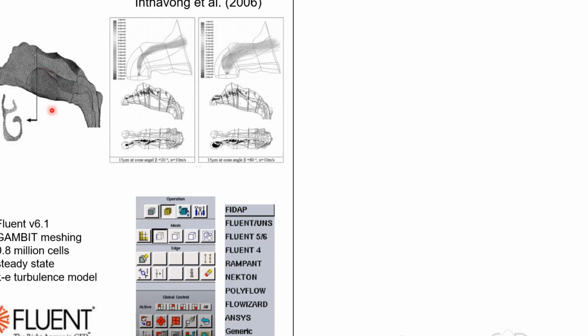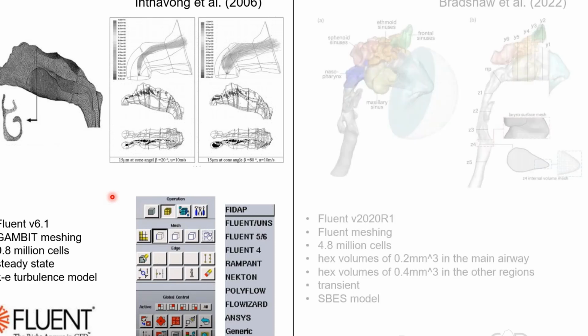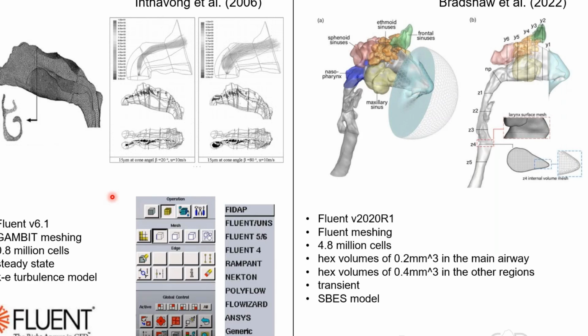For those that have a bit of nostalgia, you might look at this and go, oh yes, I remember that, whether it was fond memories or not. At the time, this model was 800,000 cells, steady state, and at the time we were using the K epsilon turbulence model.